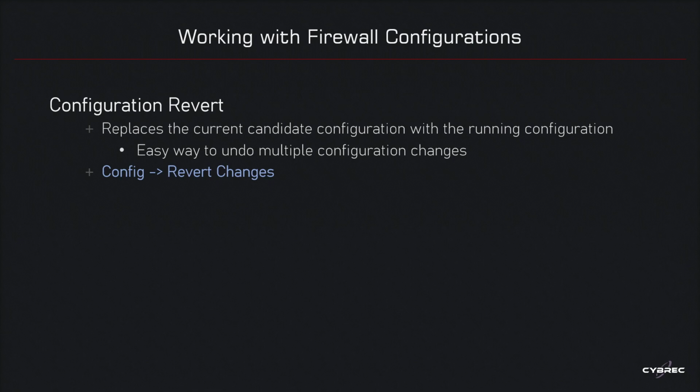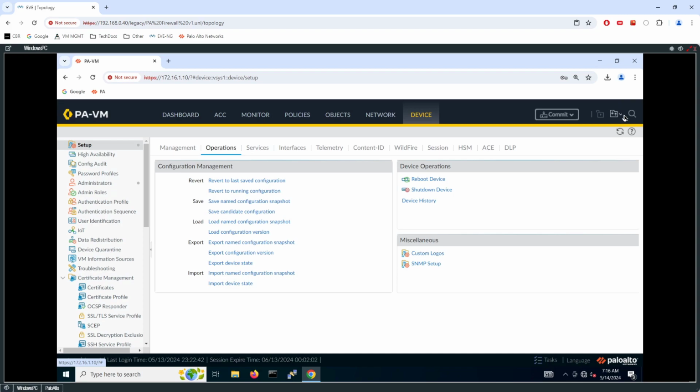We already saw how to make the revert. You can use the config menu, which is how you revert to the running configuration, or you can use the revert to last saved configuration from the device setup and operations menu. You can also use this menu to revert to the running configuration over here.